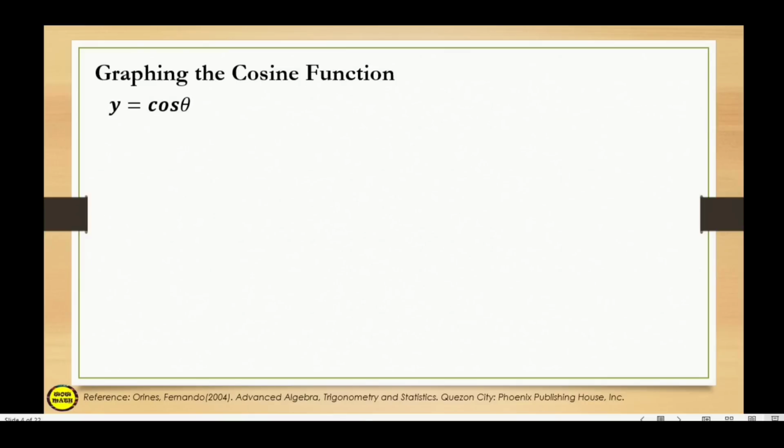Okay, next is graphing the cosine function. So, y is equal to cosine theta. So, ito yung mga pinapakita ko sa inyo. Ito yung pinaka-mother function nila. Kasi mamaya magta-transform ito. Madadagdagan ng mga integers. Magkakaroon ng number dito sa gitna, at dito sa unahan, magkakaroon ng ganon. Pero ipapakita ko muna sa inyo yung mother function and then yung graph nila.